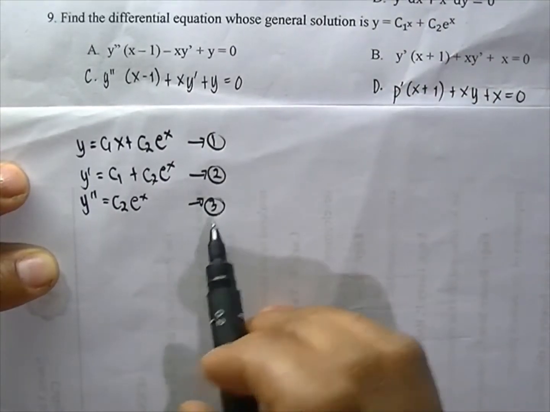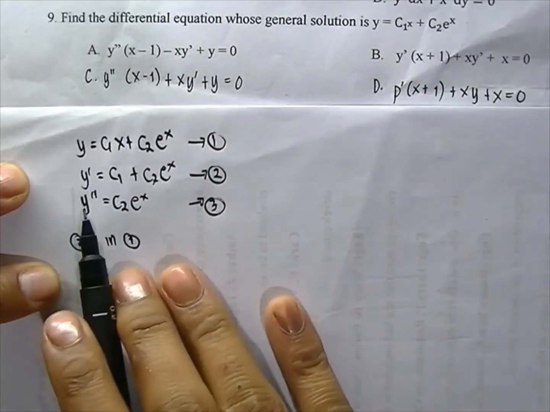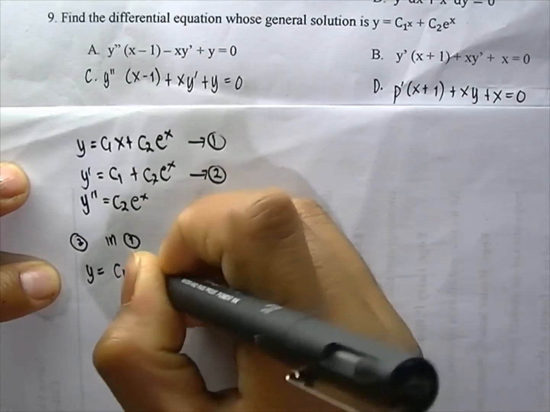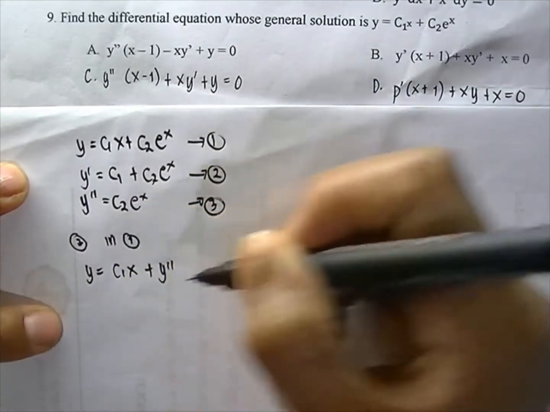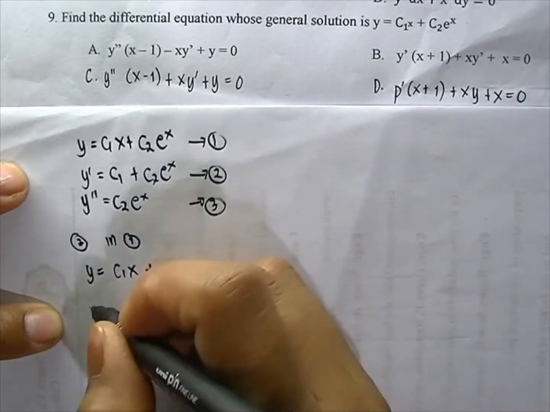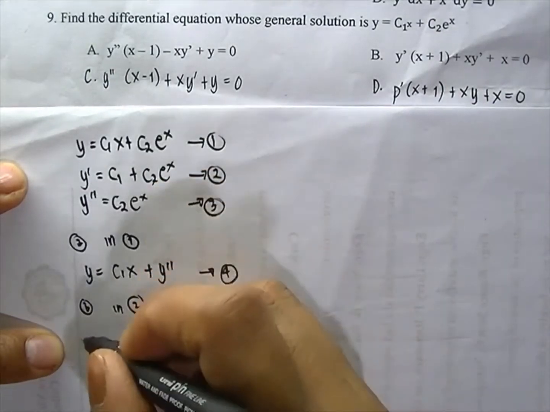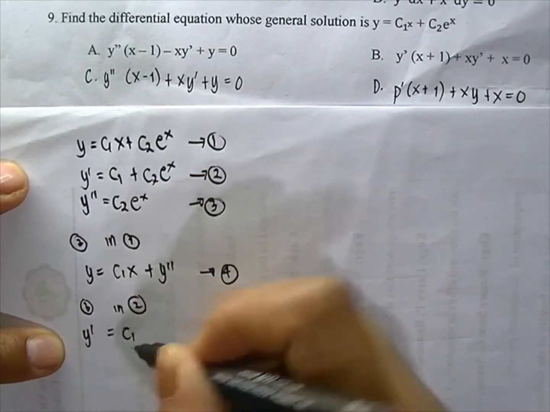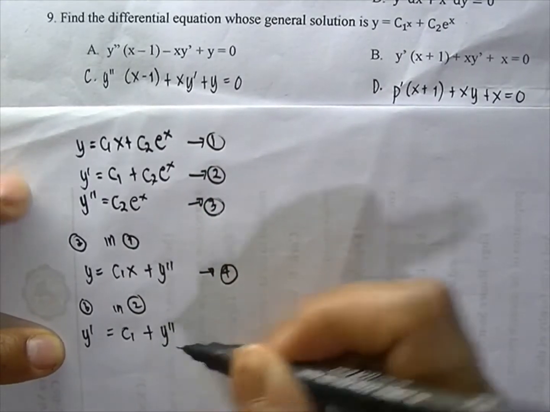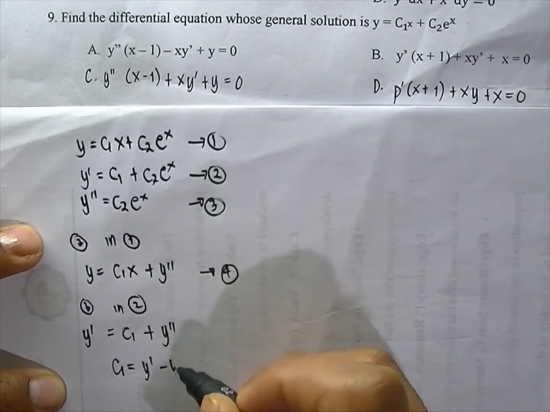So substitute 3 in 1. Substituting 3 in equation 1, we have y double prime equals c2e^x. So y equals c1x plus y double prime. So this is equation 4. Substitute 3 in 2, we have, in equation 2, y prime equals c1 plus c2e^x, which is y double prime. So plus y double prime. So from here, c1 is equal to y prime less y double prime.